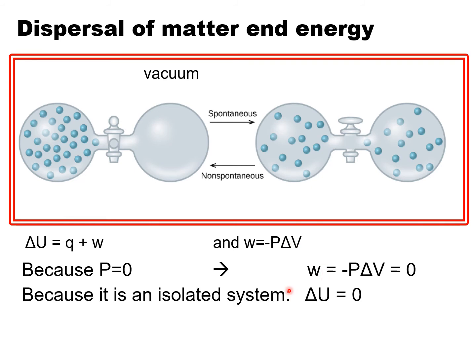On the other hand, we know that the system is isolated. That was the scenario we thought about initially. So if the system is isolated, delta U is going to be 0. Because delta U is equal to Q plus W, and we know that delta U is 0 and that W is 0, the only possible value for Q is also 0. So there is no energy whatsoever involved, not in the form of heat, not in the form of work. So energy cannot be the answer.